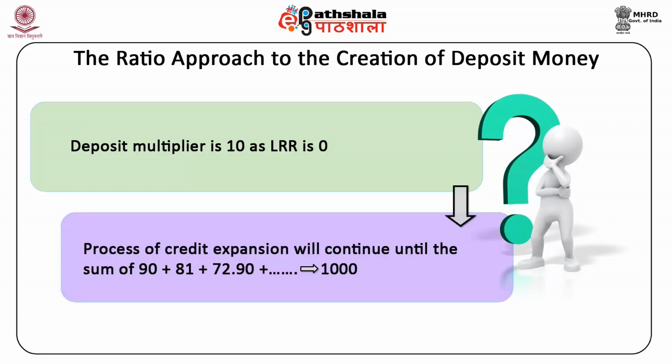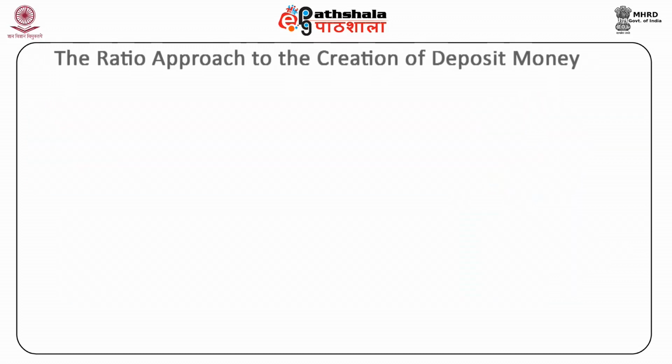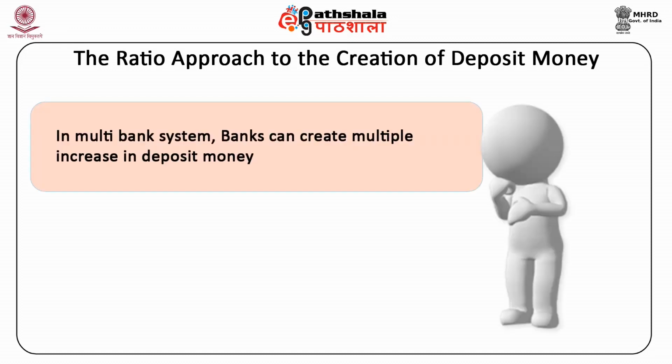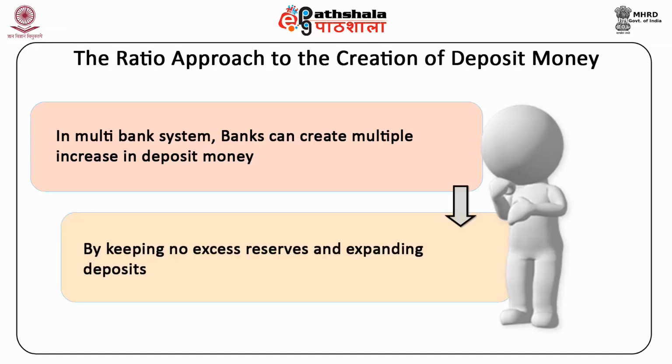Thus, the process of credit expansion will continue until the sum of 90 plus 81 plus 72.90 and so on becomes 1000. That is 10 times the initial deposit. So, just like in a single bank system, all the banks in the multi-bank system create a multiple increase in deposit money by keeping no excess reserves and expanding their deposits in step with each other.